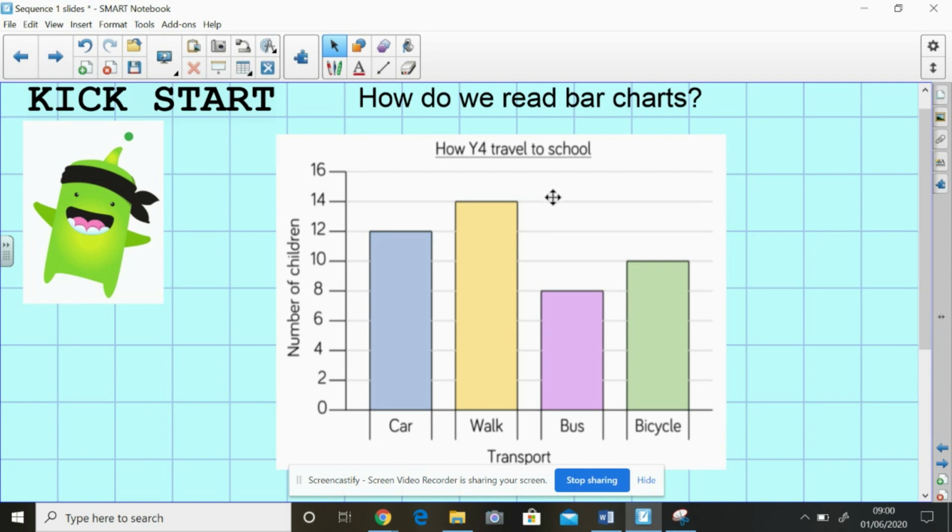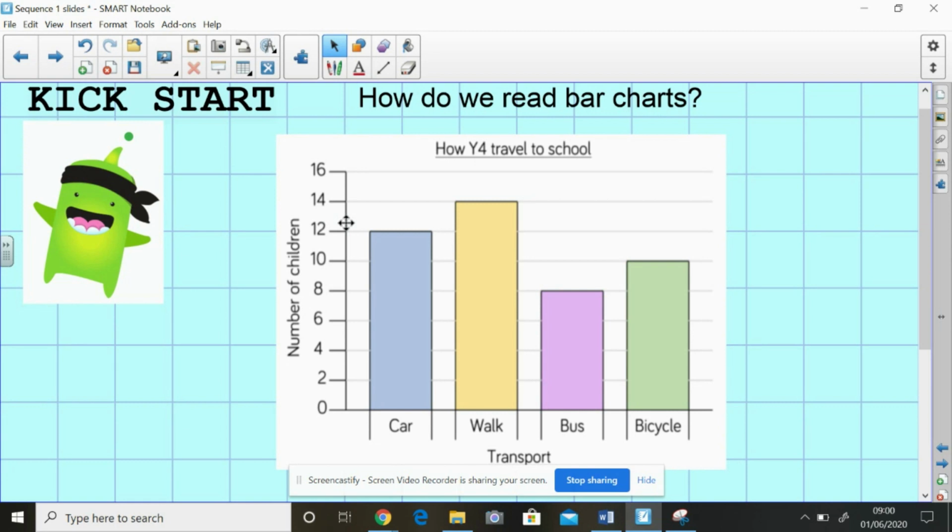One thing I want to tell you about bar charts is it doesn't always go up as 1, 2, 3, 4. As you can see, this bar chart is going up in 2s. So 2, 4, 6, 8, 10, 12, 14, 16. If the top of the bar doesn't directly go across the line to 12, it maybe goes in between these 2 lines. What number would you think it would be?